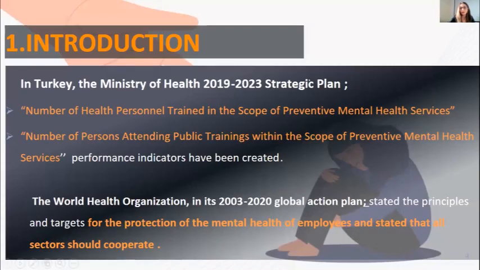In Turkey, the Ministry of Health strategic plan added some indicators, such as the number of health personnel trained in the scope of preventive mental health services and the number of persons attending public training within the scope of preventive mental health services. Additionally, the World Health Organization global action plan stated principles and targets for the protection of the mental health of employees, and stated that all sectors should cooperate.